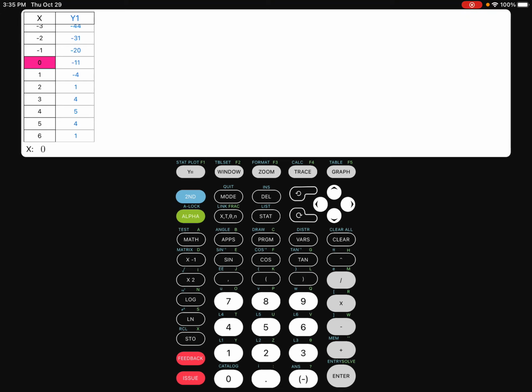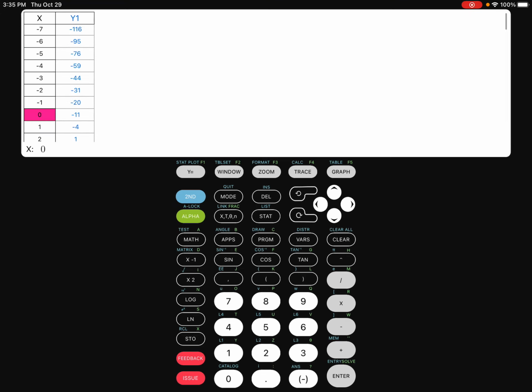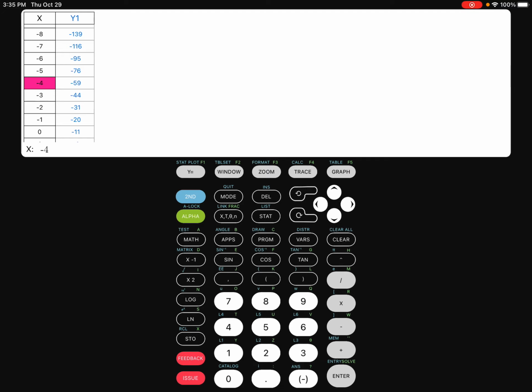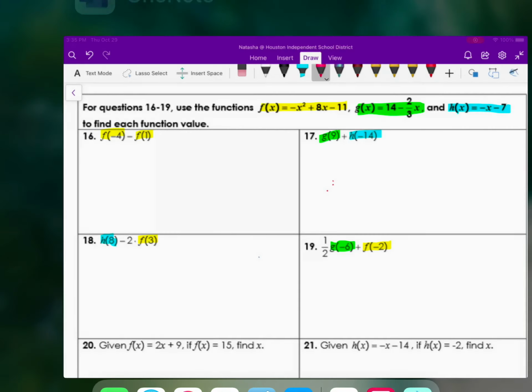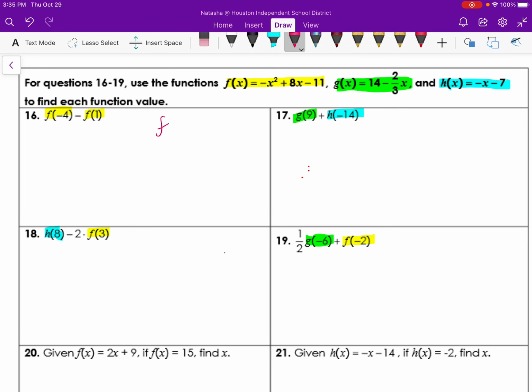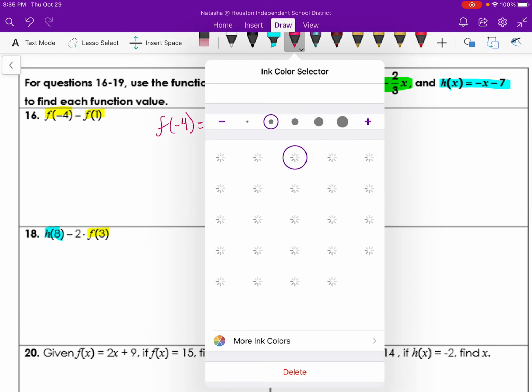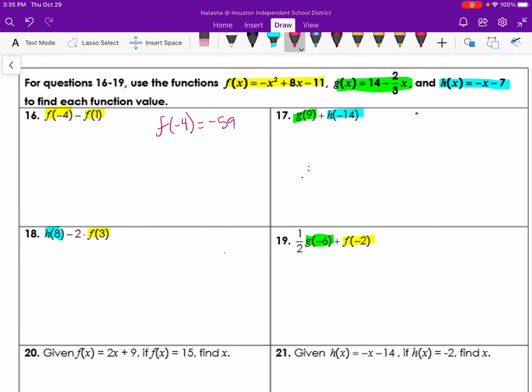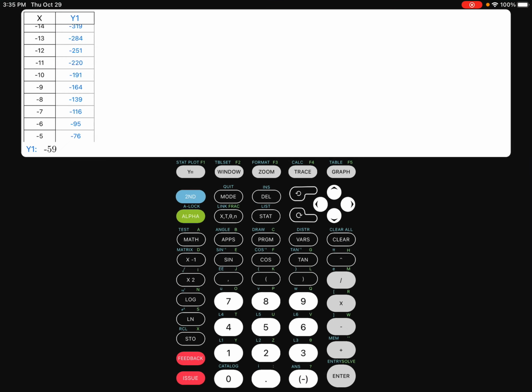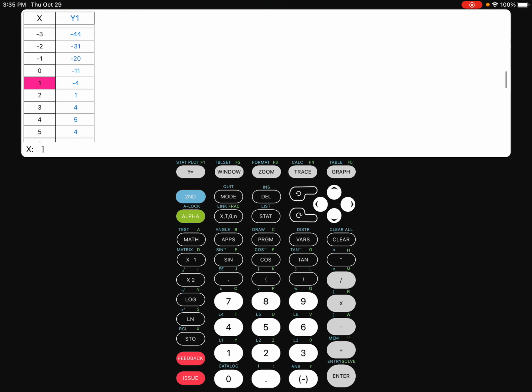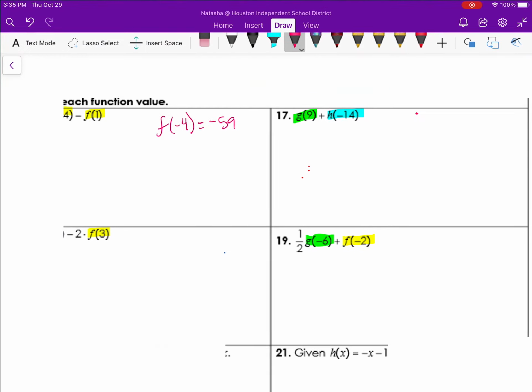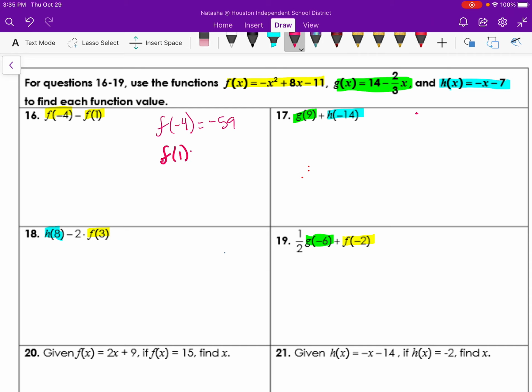Now my first value that I was looking at was when x is equal to negative 4, so I'm going to go to where x is equal to negative 4. That's going to give me a y value of negative 59. So I'm going to write on here, f of negative 4 is equal to negative 59. Okay, and then I want to do my f of 1. So I'm going to scroll back up to where x is equal to 1. That's going to give me a y value of negative 4. So f of 1 is equal to negative 4.